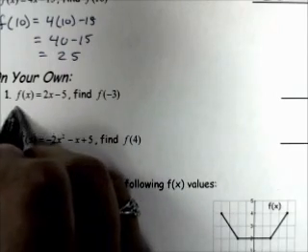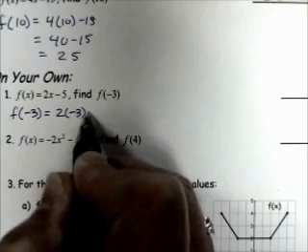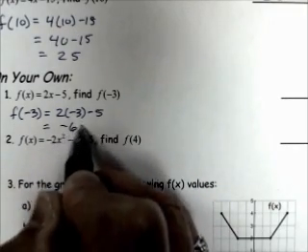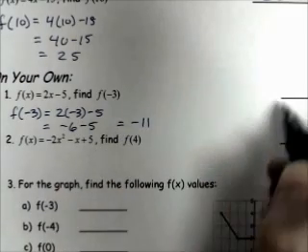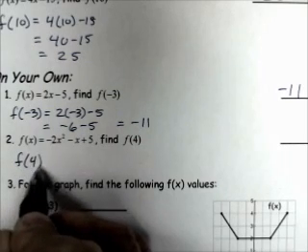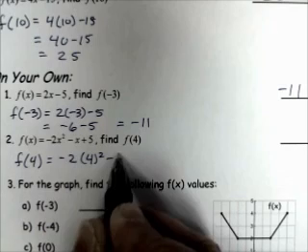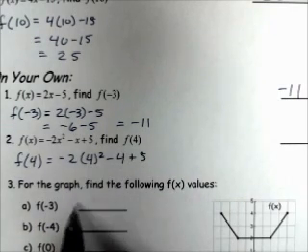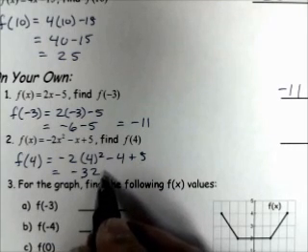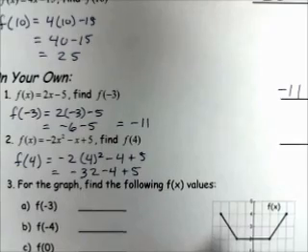Find f of negative 3. So we're replacing our x's with negative 3. Evaluating the right-hand side. Negative 6 minus 5 is negative 11. f of 4. Negative 2 times 4 squared minus 4 plus 5. So 4 squared is 16 times negative 2 is negative 32. Minus 4 is negative 36 plus 5 should get us to negative 31.